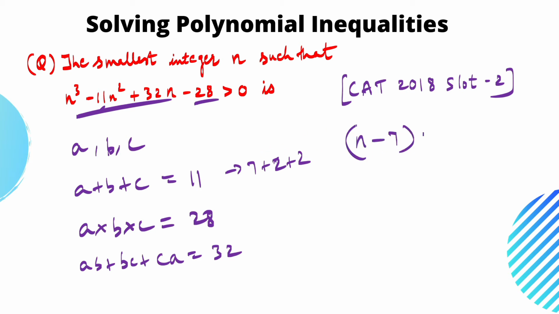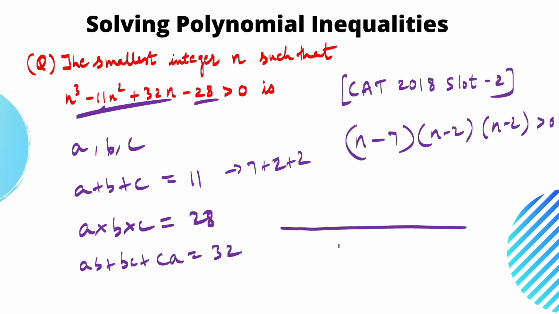So the expression can be n minus 7. So these three are roots. So we can rewrite the expression as n minus 7 into n minus 2 into n minus 2, this will be greater than 0. If we plot this on a number line, then it will be 2 comma 7. So one more root is also 2, right? So it will be in this place itself. And the coefficient of n cube is positive.